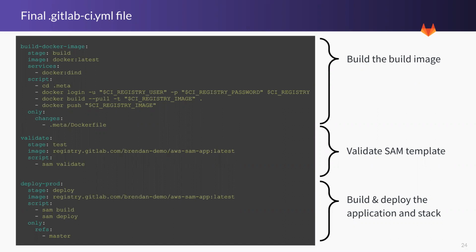Then finally, we have this deploy prod job that happens in the stage deploy. It's again using that same image from the registry from before. And then it's doing the same thing I did on my laptop, right? It's doing SAM build and SAM deploy. Again, it's going to have the AWS credentials because we put those into our environment variables, as we saw in the last step. Or again, maybe it's running on a runner that has the correct permissions to do the deploy. And we can see the only here is for references called master, right?